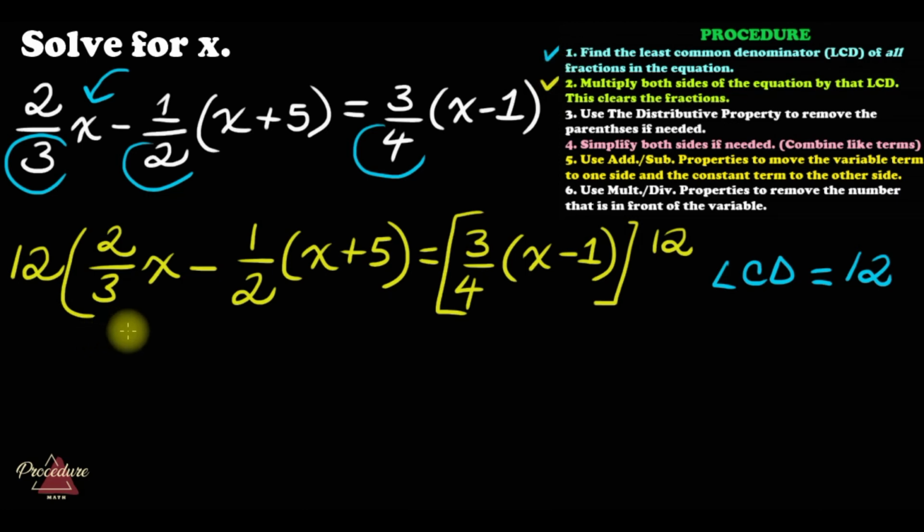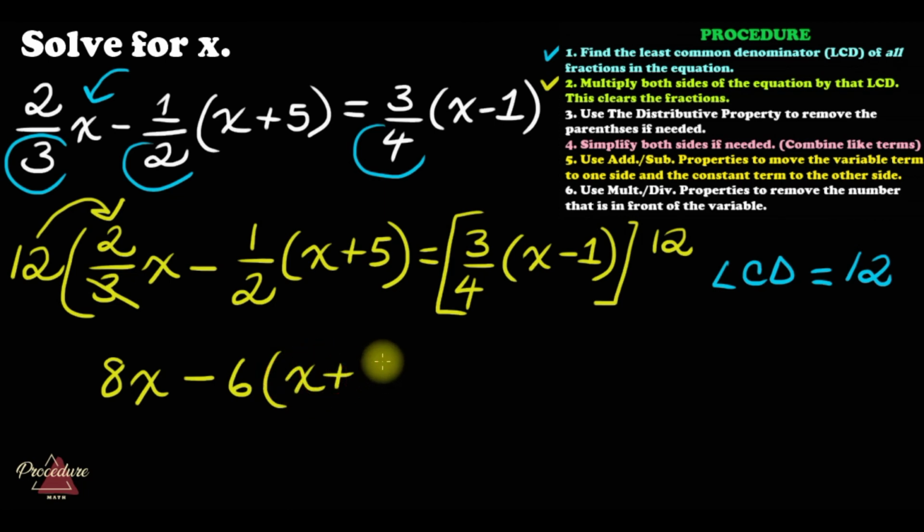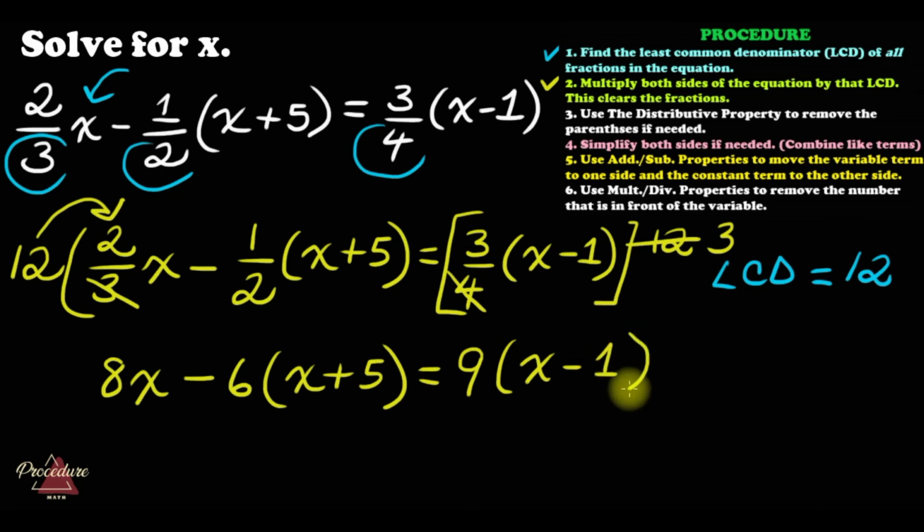Continue with step 2. We got to distribute the 12. So 3 goes into 12 4 times, and then 4 times 2, that's going to be 8x. And then 2 goes into 12 6 times, so you have 6 times x plus 5. And then on this side, 4 goes into 12 3 times, and then 3 times 3 is 9, so you got 9 times x minus 1. Okay, so that's step 2.